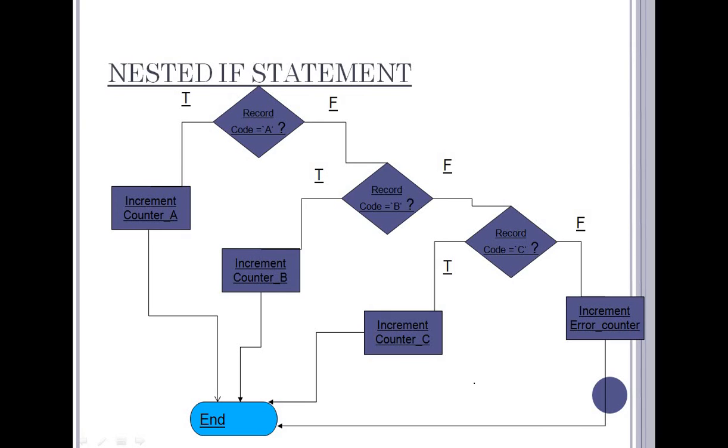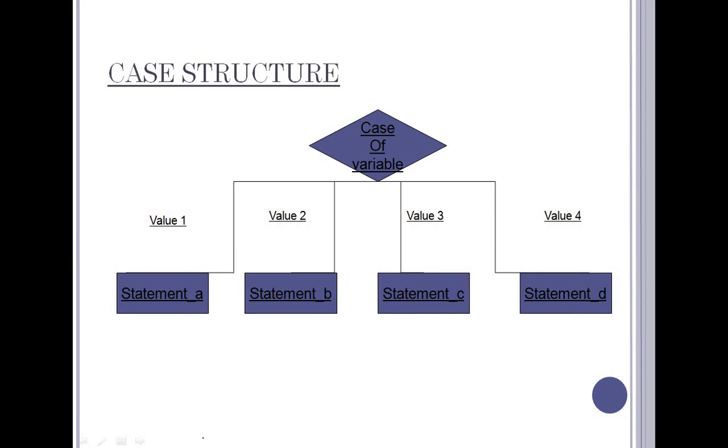We can have the nested if else also. First, if the record code is A, if it is true, we will increment the A count. If it is false, we will see if the record code is B. If it is true, we will increment the B count. If it is false, we will see if the record code is C. Then if it is true, we increment the C count. Otherwise, we will increment the error count. All are going to connect to the end terminal.